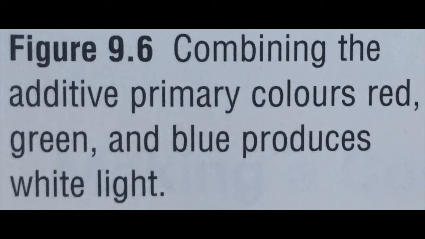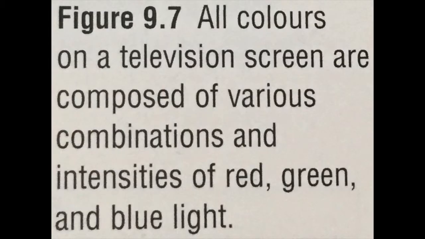Figure 9.6, combining the additive primary colors red, green, and blue produces white light. Television screens use additive primary colors. The screen contains many groups of 3 tiny phosphor dots. See figure 9.7. Each dot glows with a different color when it receives energy from the electrons inside the picture tube of the television set. In each group, one dot glows red, a second glows green, and a third glows blue. If all 3 dots glow brightly, you see white light.